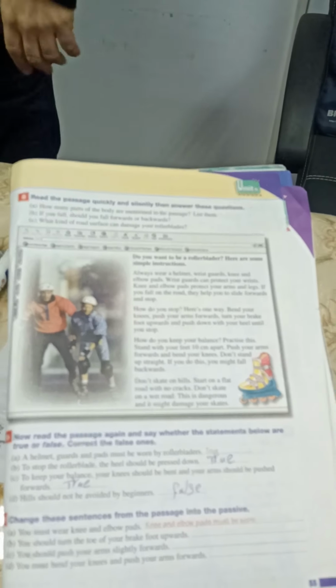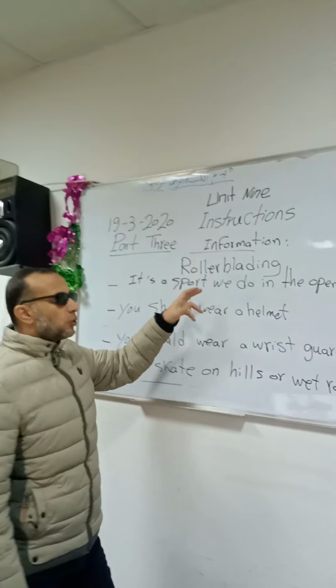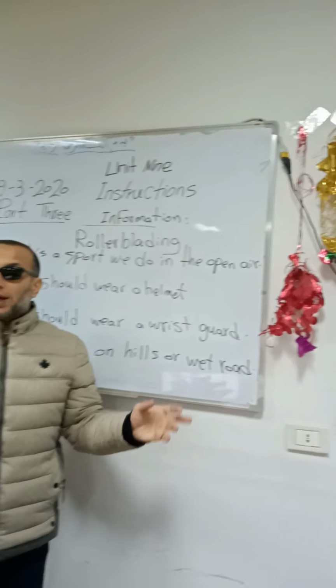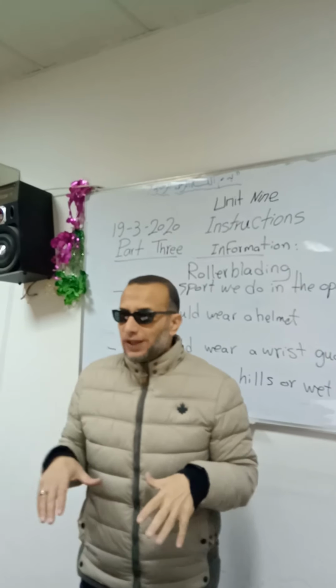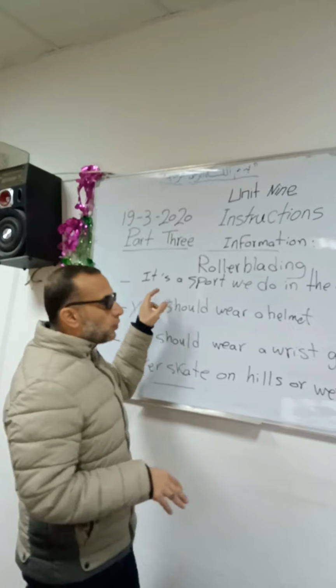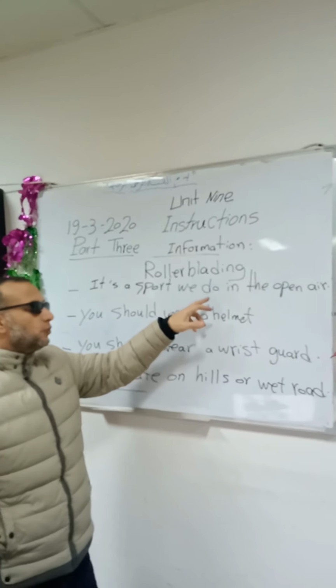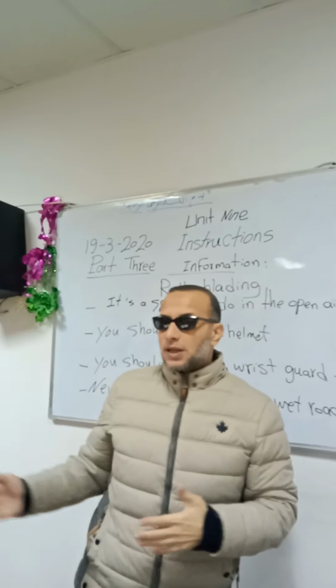اوكي؟ طيب رولر بليدنج دي طبعا رياضه معروفه اللي هي ايه؟ It's a sport we do in the open air. We can't do it in our flat, in our apartment. Okay? Because it needs space. محتاجه مساحه طبعا. يبقى it's a sport we do in the open air, in streets, clubs and so on.